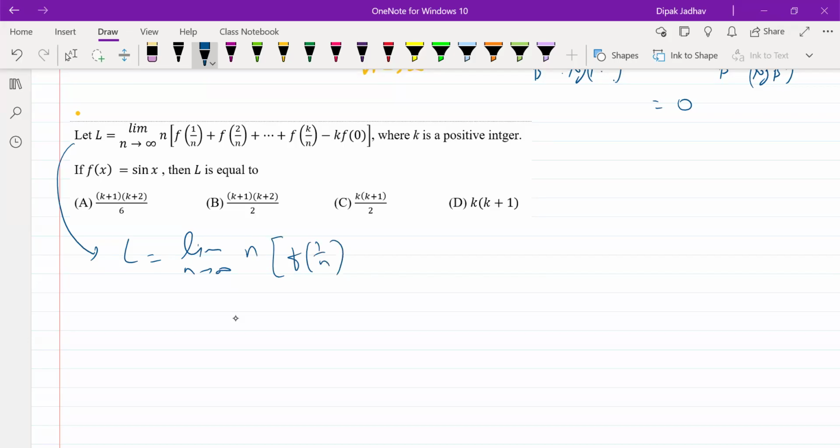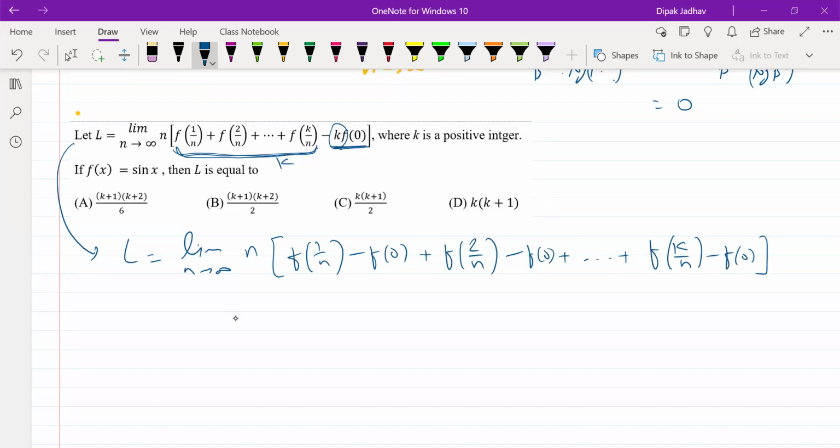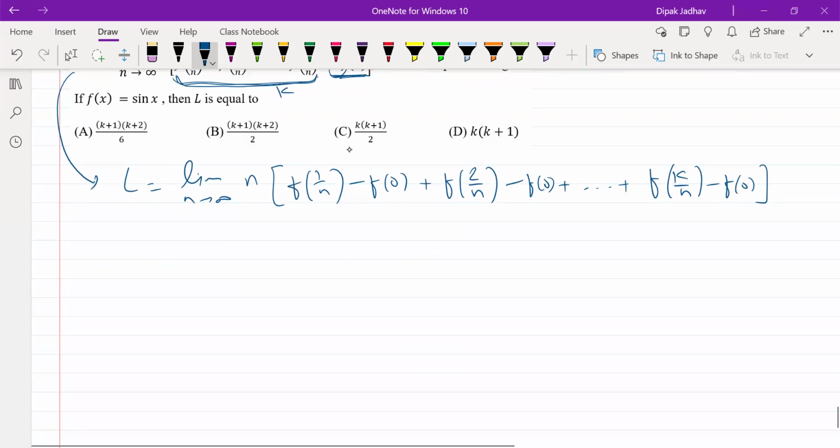F of 1 by n. There is something at the end, you have k times f of 0. That means I can split this f of 0 in k terms. And how many terms are there? K terms. So there are k terms and here you have coefficient as k. So this suggests you split f of 0 to every term. Will it match? Yes, it will, sir. There are exactly k terms in the addition and f of 0 is also appearing k times.